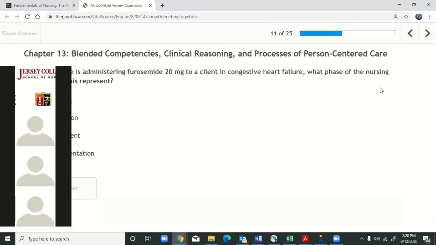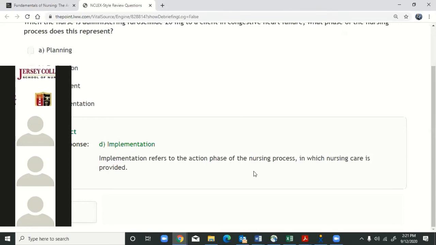When the nurse is administering furosemide 20 milligrams to a client in congestive heart failure, what phase of the nursing process does this represent? D. Implementation. Okay. Yeah. Good. Right, you got the drugs, you're giving it, all right? And you're going to evaluate to make sure that it comes out the way that you want it to come out, right?